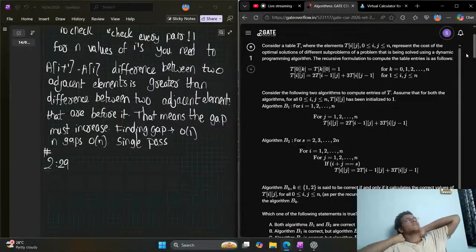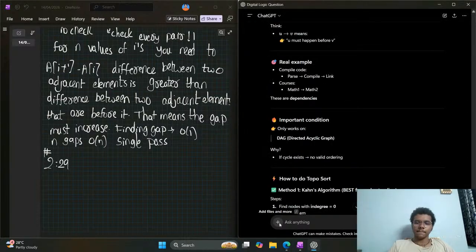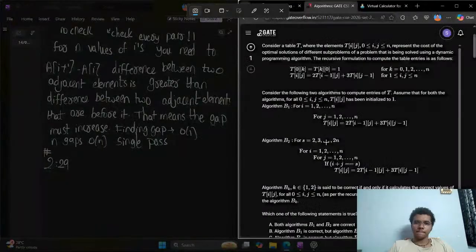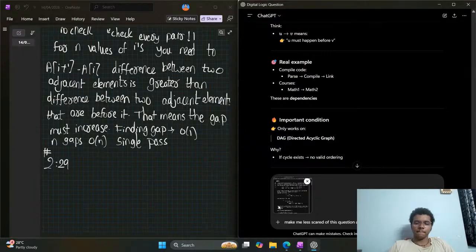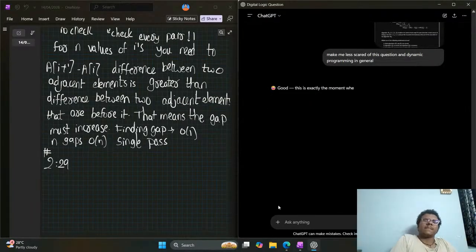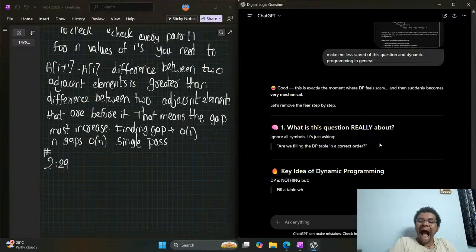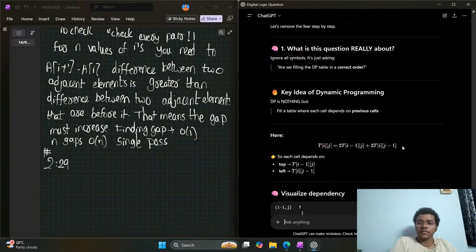Make me less scared of dynamic programming. Are we filling the DP table in the correct order? Find a table where each cell depends upon previous cells.